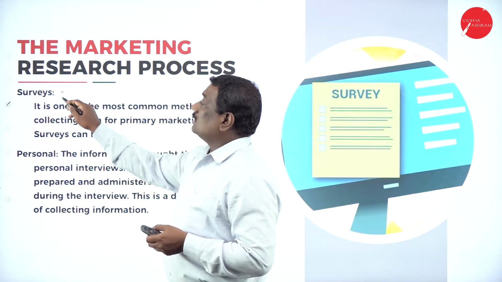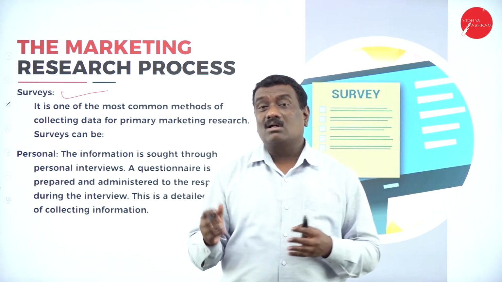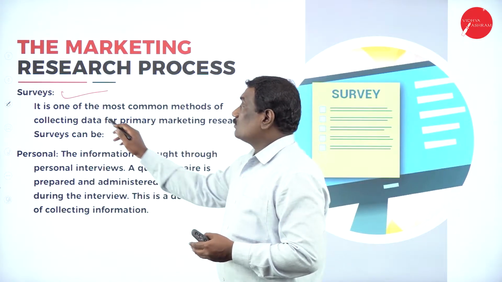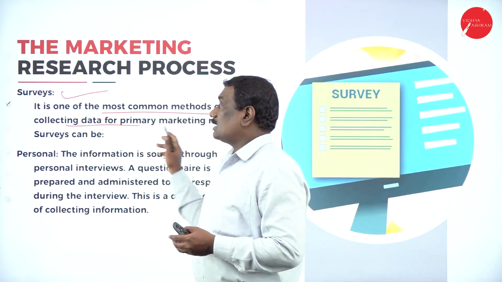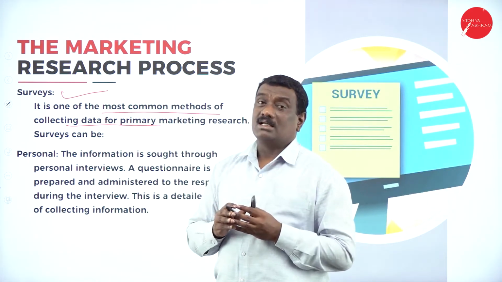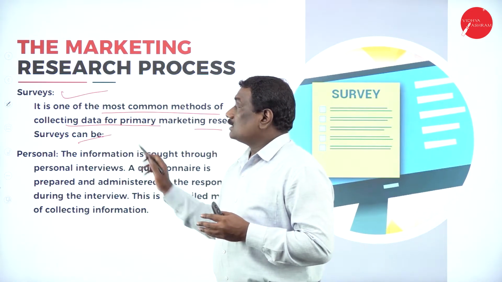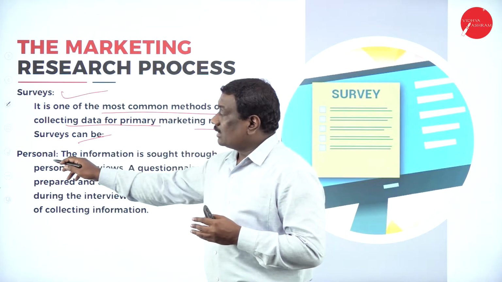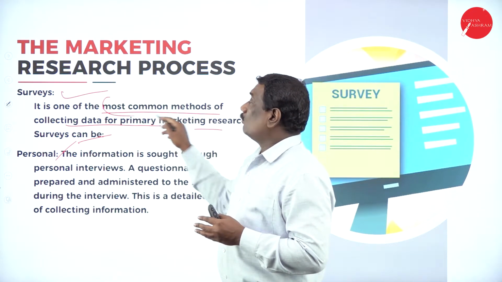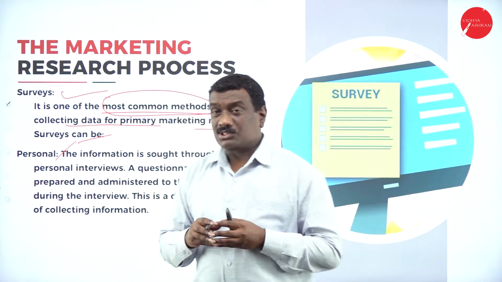Second is the survey. Survey is going through the market, taking all the questionnaires, asking questions, and various other things you are going to do in this survey. It is one of the most important and common methods of collecting data for primary marketing research. It can again be divided, for example, into personal surveys. This survey is one of the most common methods usually undertaken in the marketing research process, right?